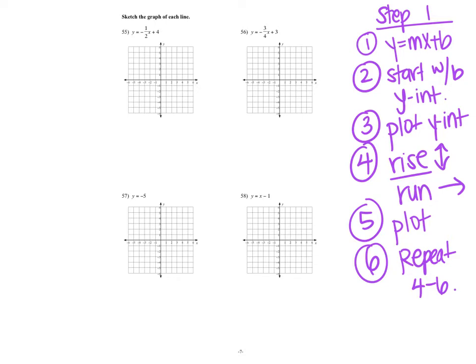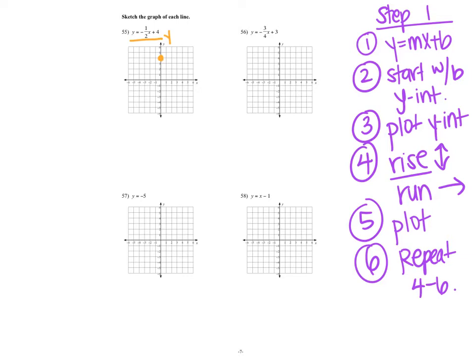Okay, so let's start off with number 55. So 55 says y equals negative 1 over 2x plus 4. So my steps say, is it in slope-intercept form? It is. And I'm going to start with my y-intercept. So 4 is my y-intercept. These are my y's. So I'm going to start off here.